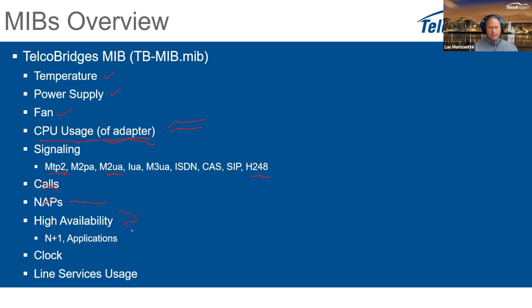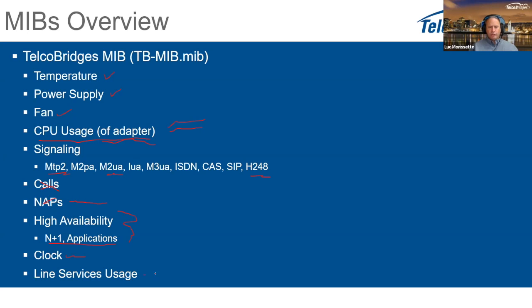High availability here. So when we run the system, as we have in the lab here, with two devices, if one of them goes down, or if there's an application that crashes, you can get the information here on the SNMP server about this. The clocking, that's the synchronization on the TDM side. If the synchronization goes down, it will be reported here as well.